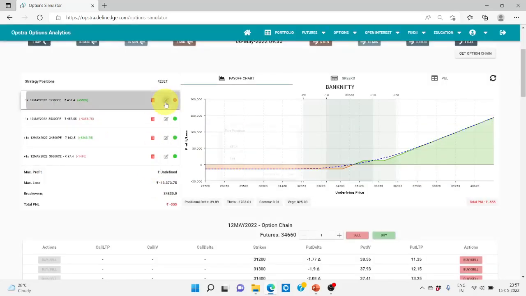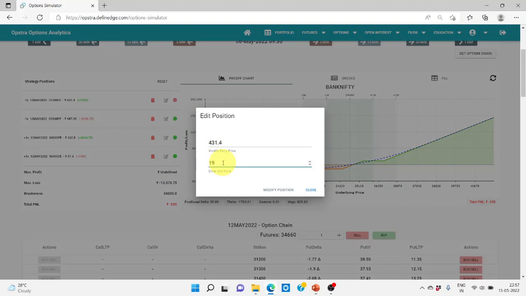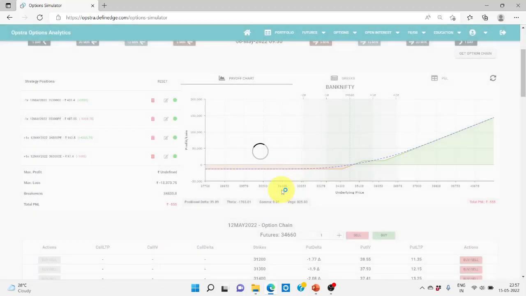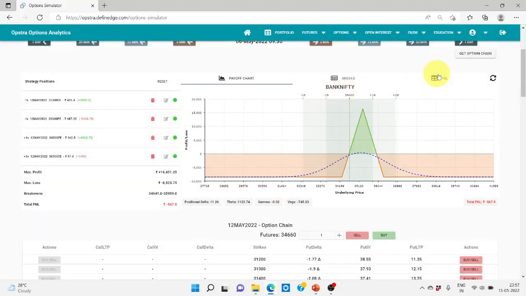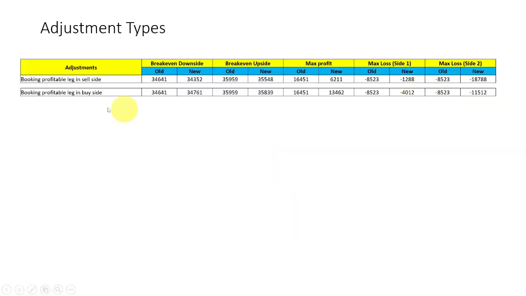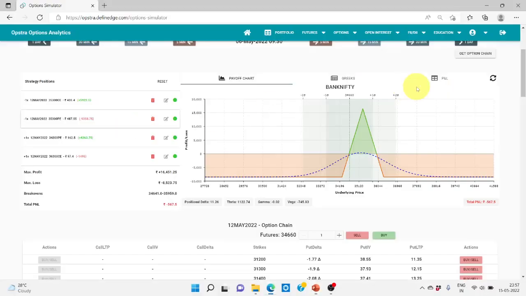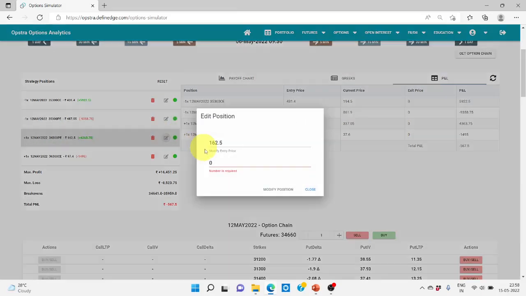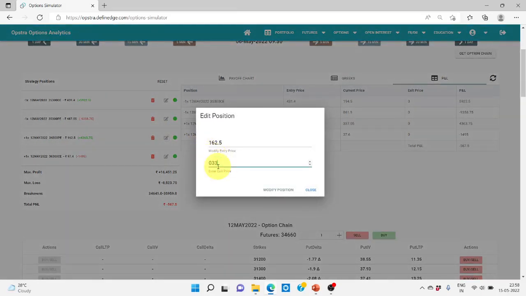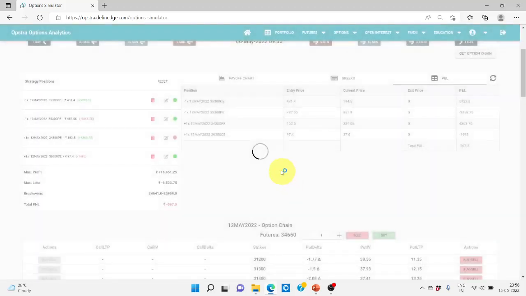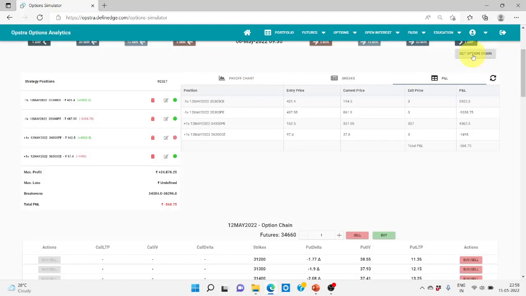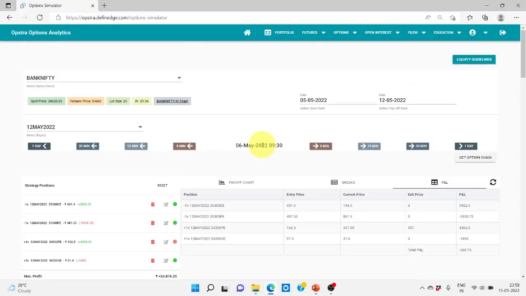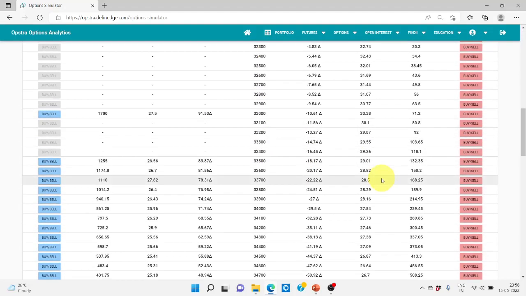First we'll get back to the normal, how it was before. Okay, so it is breaking the break even. Now we are booking profitable leg in buy side. On the buy side we are getting profit on the put side. So we are going to book this profit and we are going to buy an ATM put, which is the 34,600 put we are going to buy.